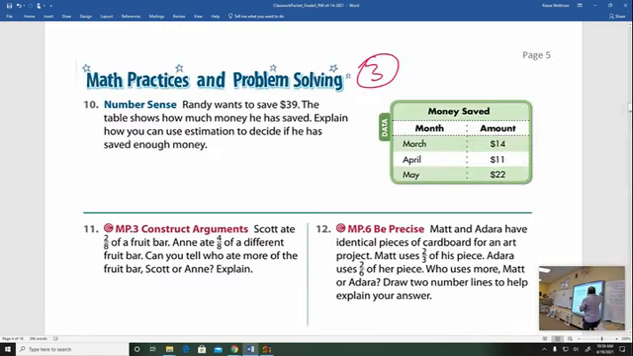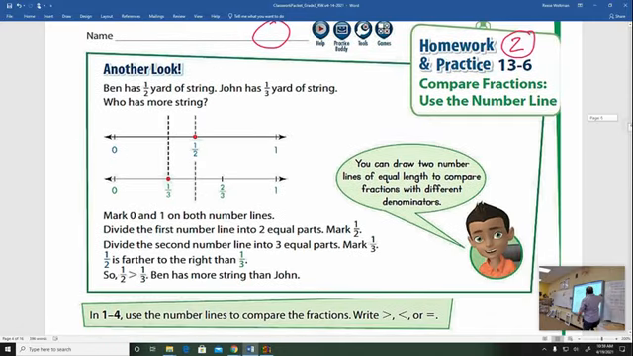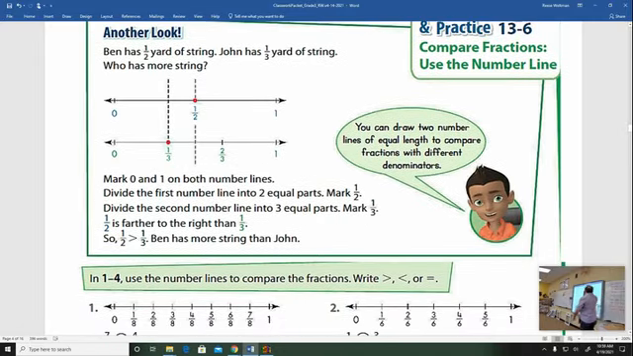Okay, let's move on to, let's do the homework and practice one first. Now remember guys, in the another look section, this is a section to help you if you need a reminder about how you're going to be doing the work. Right. Okay? So it says Ben has a 1/2 yard of string. John has a 1/3 yard of string. Who has more string? Well, look, we marked them. Which is greater, a half or a 1/3? Which is greater, 1/2 or 1/3, Jack? 1/3. That's right. Wait a minute, is it right?